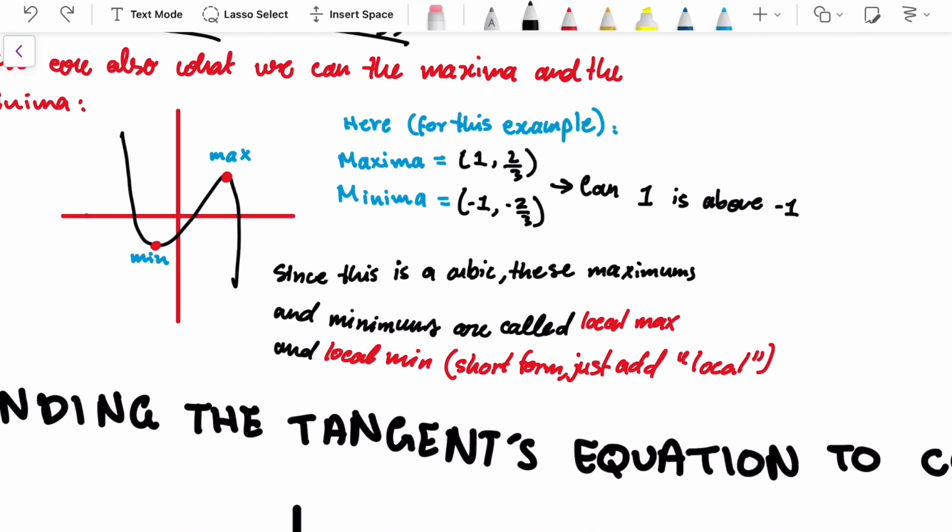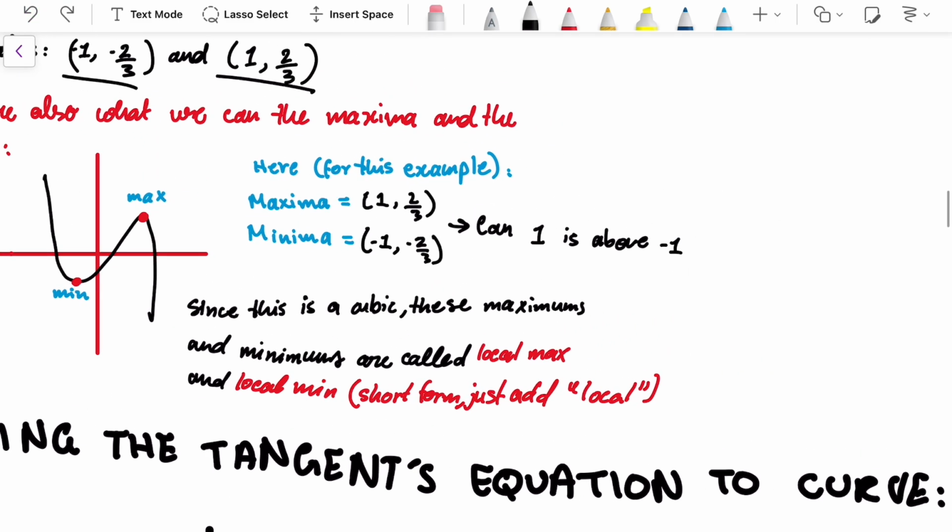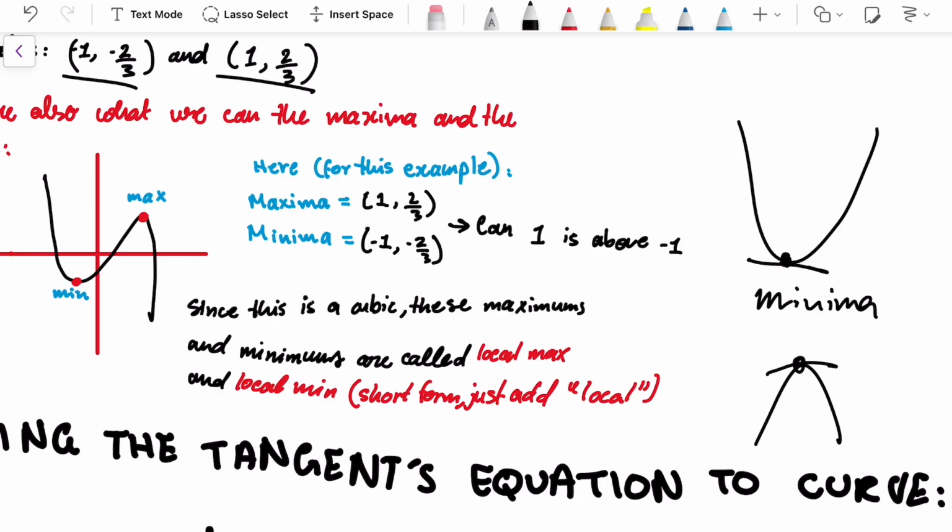So since this is a cubic, these maximums and minimums are called local max and local min. Short form, just add local. So pretty cool. It's just a naming convention, because in a quadratic, if you think about it, there's just one. It's either a minima or it's a maxima, like this, right? If this is like a positive parabola, so this is like x squared and this is negative x squared.